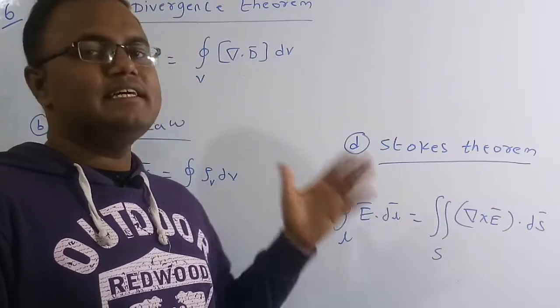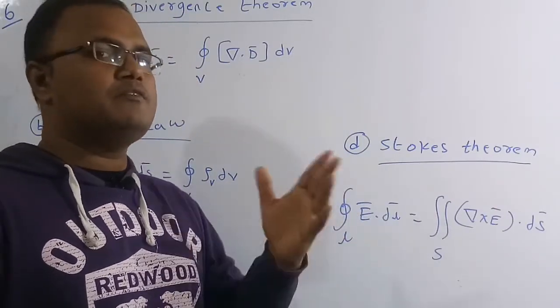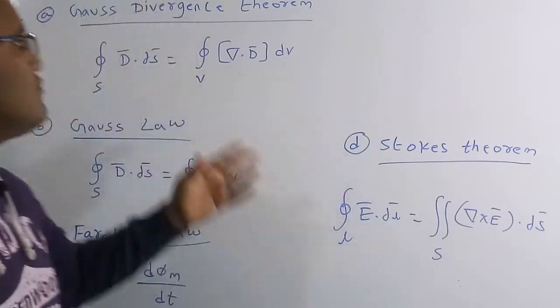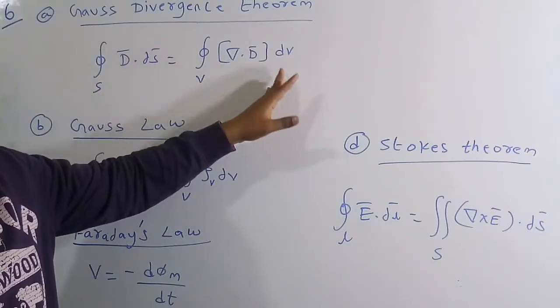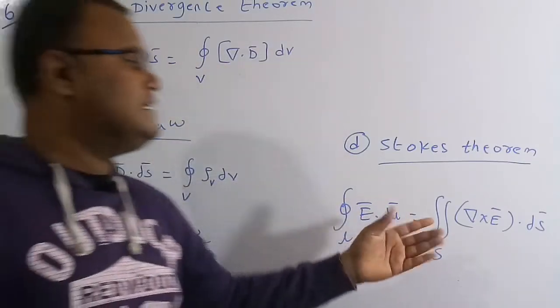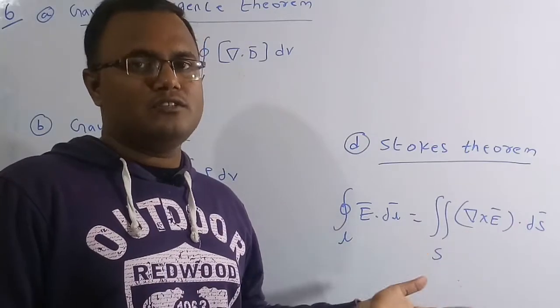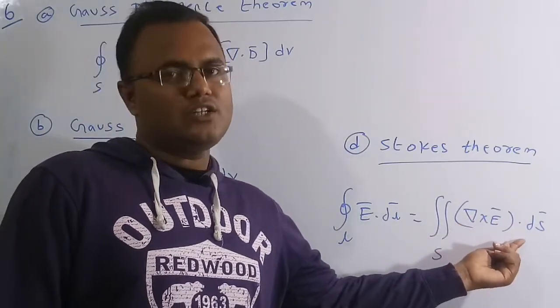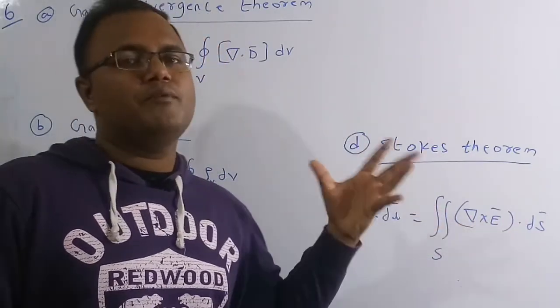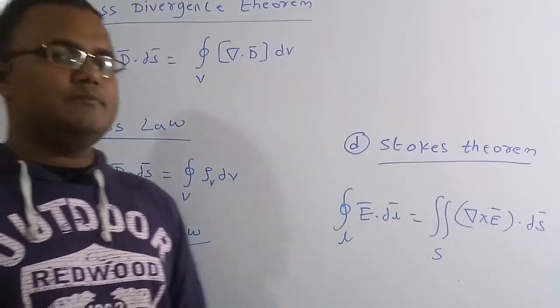Always the length and the area are vector quantities, but a volume is a scalar quantity. Because of that reason there is no dot product for the volume, but length and area are vector quantities. So that is the reason we have to go for the dot product. So these are some of the important formulas or important laws in the EMT subject.